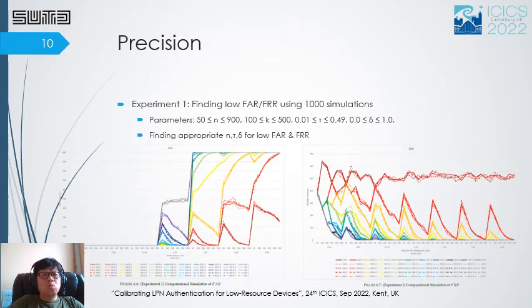So instead, we designed and carried out experiment 1, which ran 1,000 simulations between the prover and verifier, and we varied the 4 parameters: sample size from 50 to 900, key size from 100 to 500, noise rate from 0.01 to 0.49, and delta from 0.0 to 1.0, all in small steps. We arrived at some colorful graphs which I will run through in my subsequent slides and provide you some findings.